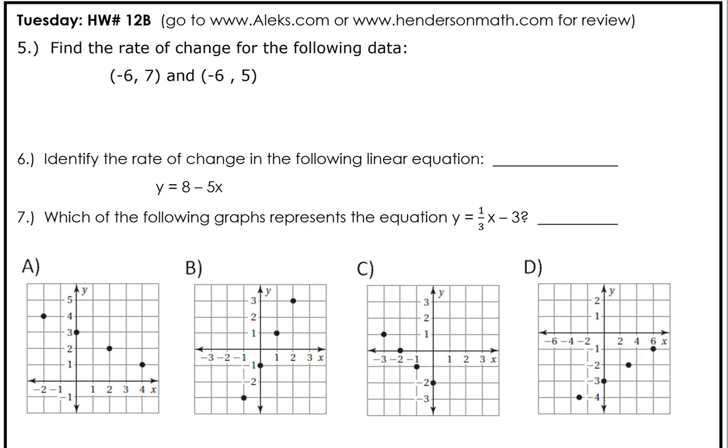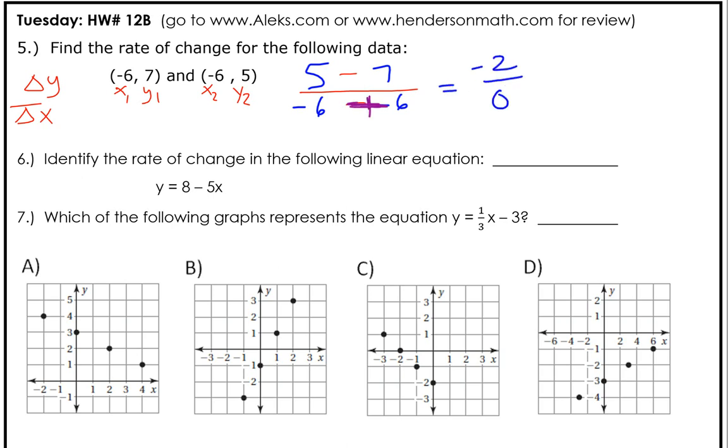Next section. Find the rate of change for the following data. Well, your brain should be thinking change in y over the change in x. So set up that ratio and label the parts if you need to, right? Point number 1, point number 2. So y minus y over x minus x. And anytime you have two minuses in a row here, you make a giant plus sign. So it looks like we're going to get negative 2 over 0.